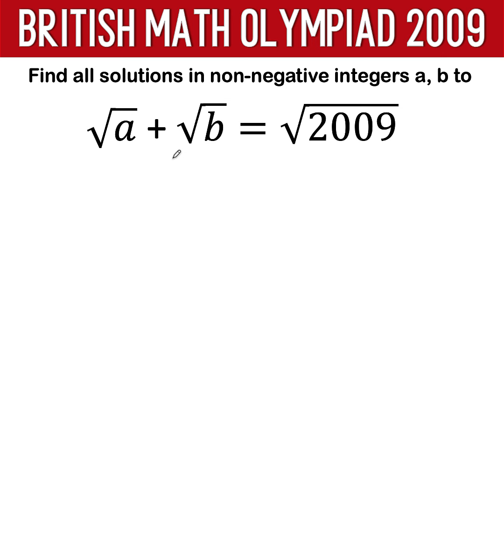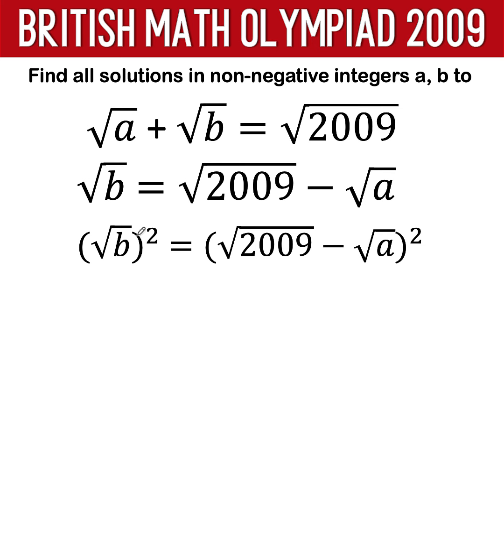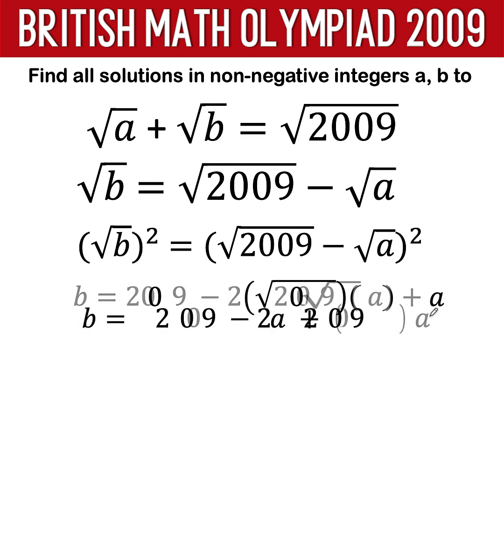So let's begin by solving this equation for b. That means we subtract square root of a from both sides, and we square both sides of the equation. The square of the square root of b is b, and on the right side, we apply the square of a binomial identity to expand it. So the square of the first term is 2009, plus twice the product of these two terms, plus the square of the square root of a, which is a. Then let's rearrange the terms.